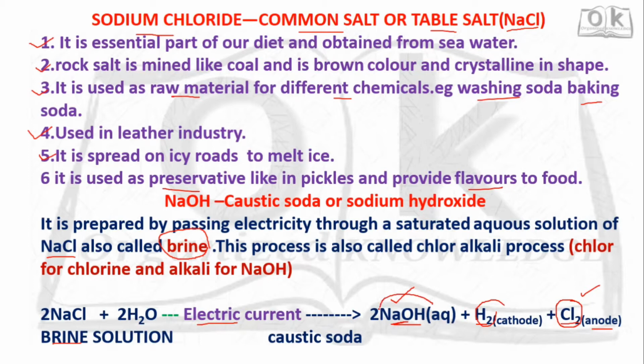It's a very important point, students. This process is known as the chloralkali process. That is, chlor for the formation of chlorine gas, and alkali for sodium hydroxide. So this process is known as the chloralkali process. तो पेपर में कई बार इस तरह से भी पूछा जाता है, what do you mean by chloralkali process and why the formation of caustic soda is known as the chloralkali process.